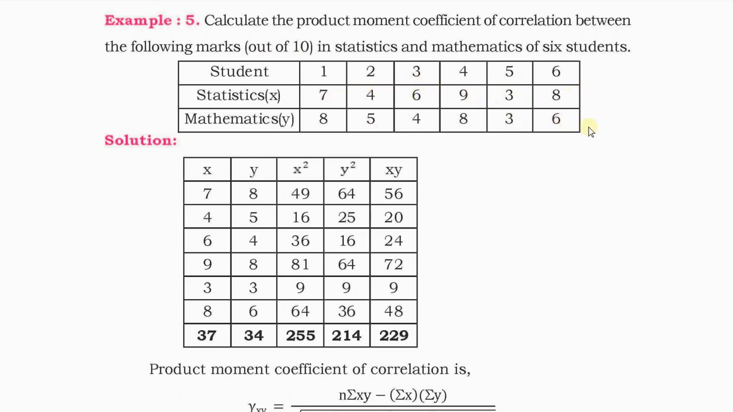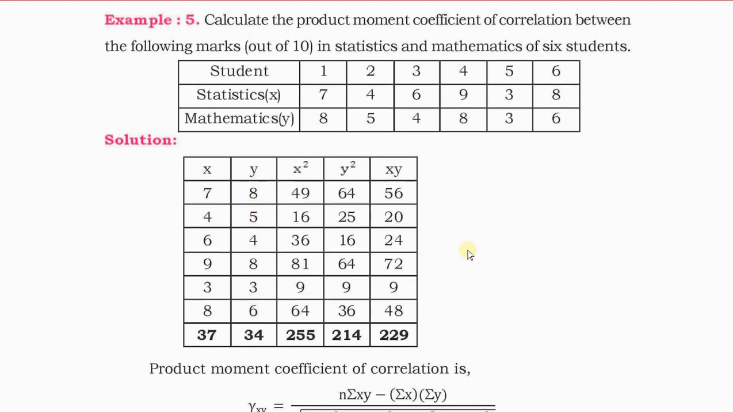You have to consider only these two columns here. This is the roll number of the students, so this part is not for the calculation. Don't get confused here. Statistics has been taken as X and mathematics as Y. So X values are 7, 4, 6, 9, 3 and 8. And Y values are 8, 5, 4, 8, 3 and 6.